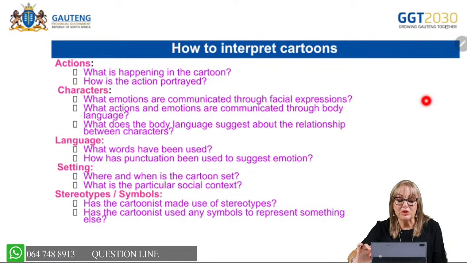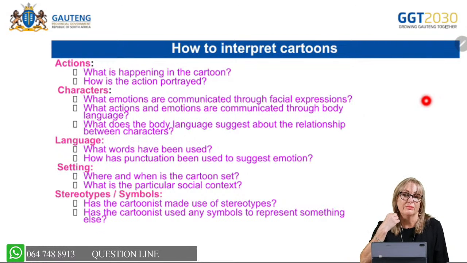And then stereotypes or symbols. Has the cartoonist made use of stereotypes? Let me just give you one example of a stereotype. I'm blonde. So the perception out there is that blonde girls are stupid. That's of course not true. I'm definitely not stupid, but that is the stereotyping of blondes, that they will say and do stupid things.